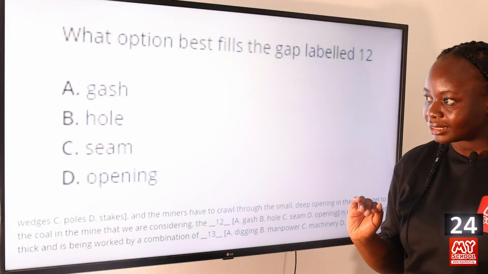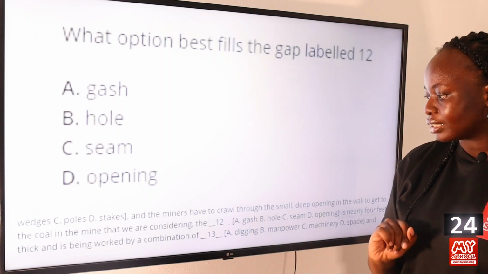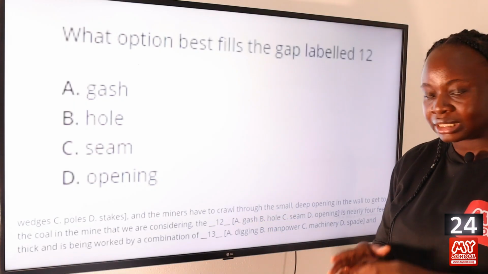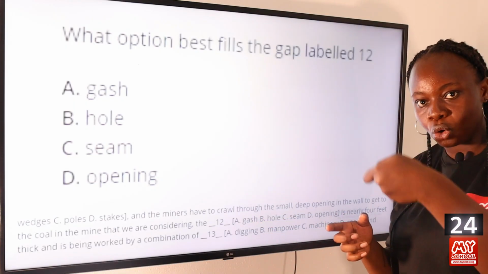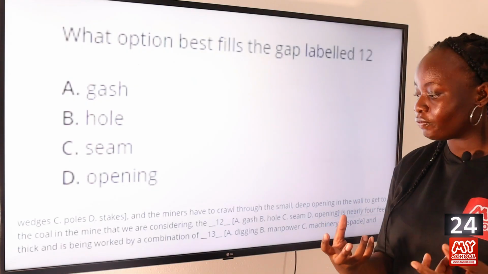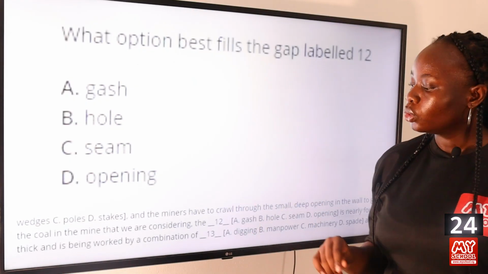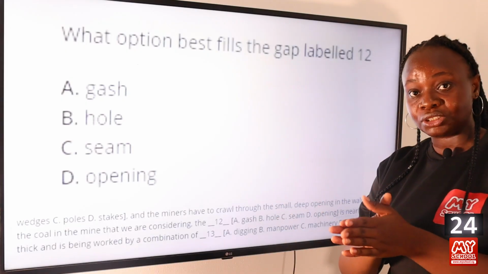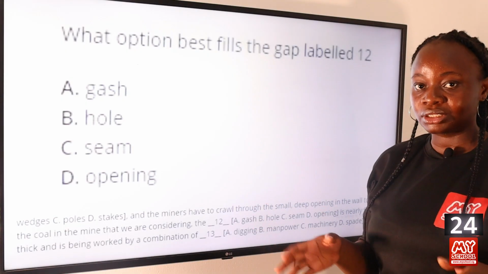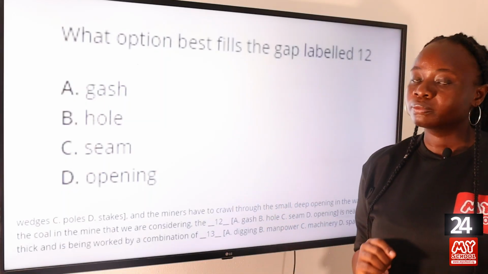So in this particular sentence, we are looking for something that fills in this gap labeled 12. The best word that fills in that gap is the word hole. So we are talking about the part that is being dug, so the miners can get to the coal that they are looking for. So hole is that part that they've been digging that is supported by beams and props and all other things so that they can get to the coal. So hole is the answer to this question.